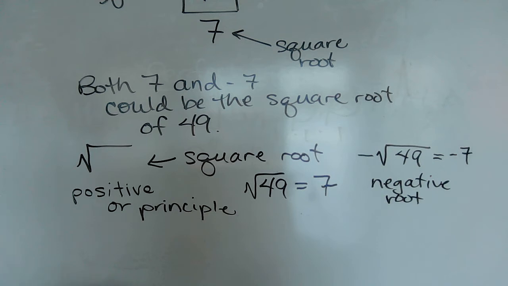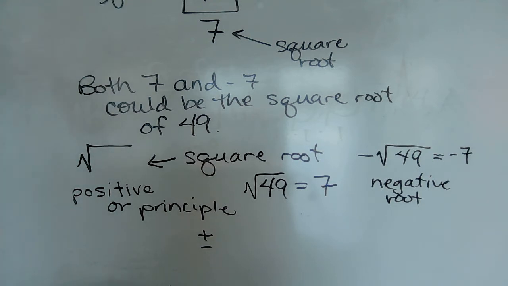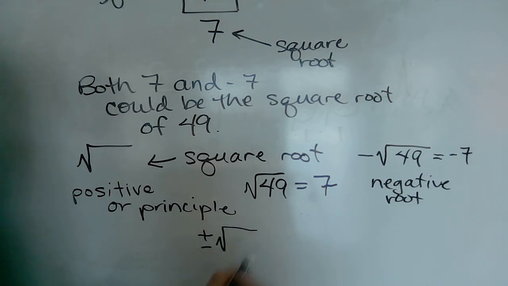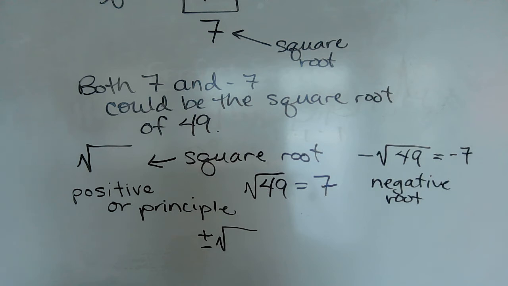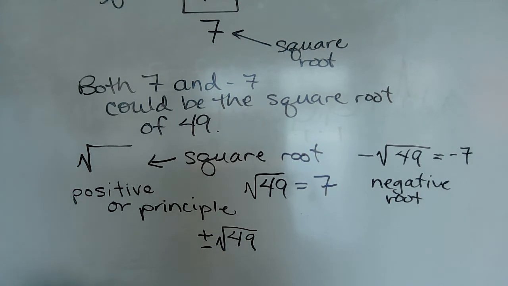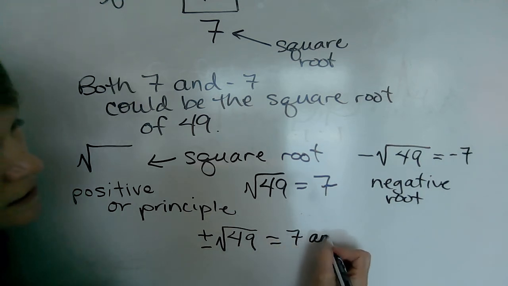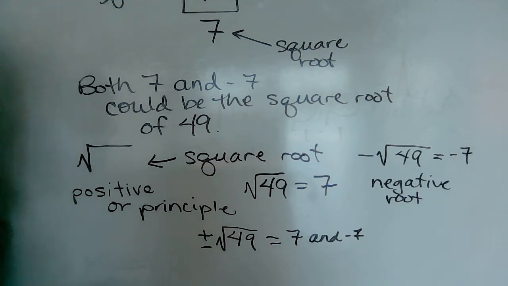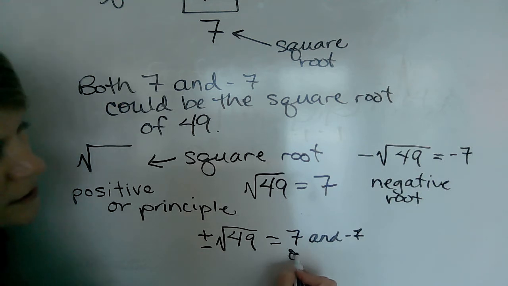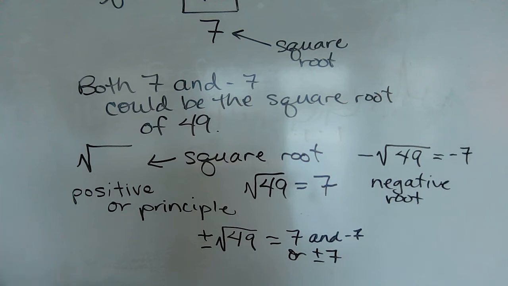Every once in a while, you might be asked for both. If you are asked for both, you will see a positive and a negative sign in front. And that would mean that you would need to give both answers. So if we were looking for both answers for this one, you would be writing 7 and -7, or you could even write positive or negative 7.